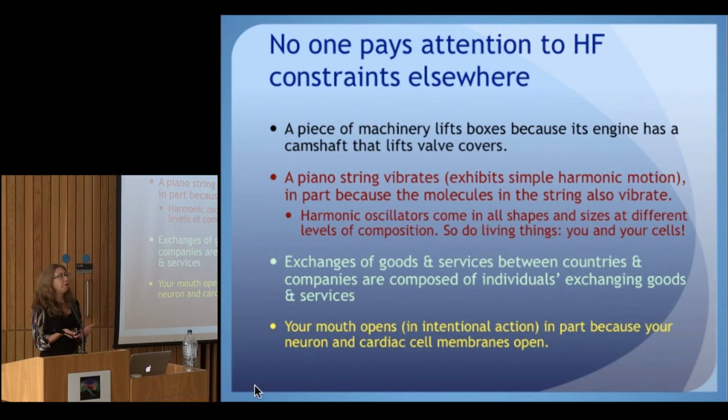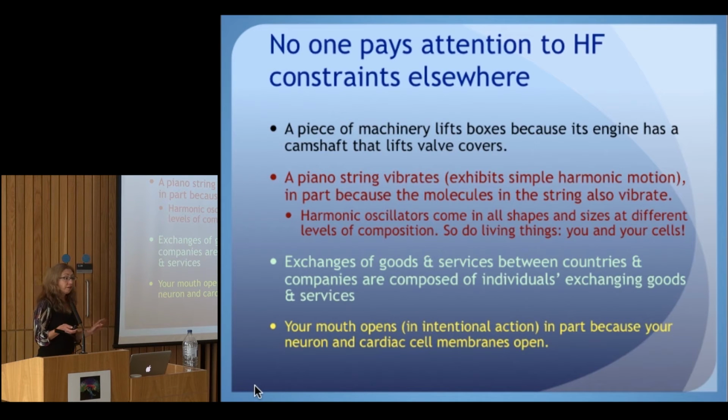And another example, your mouth, when it opens intentionally, when you open it, as opposed to the dentist opening it for you. You open it in part because you have neurons and cardiac cells, and those have ion channels in their membranes, and those open as well. So you've got all these different, myriad cases. They just multiply, where you've got a particular capacity at the level of the whole, and then you have a mechanistic explanation in terms of the parts of that whole, and those parts also do the same sorts of things. So this is a common feature of all these mechanistic explanations, and nobody bats an eye.